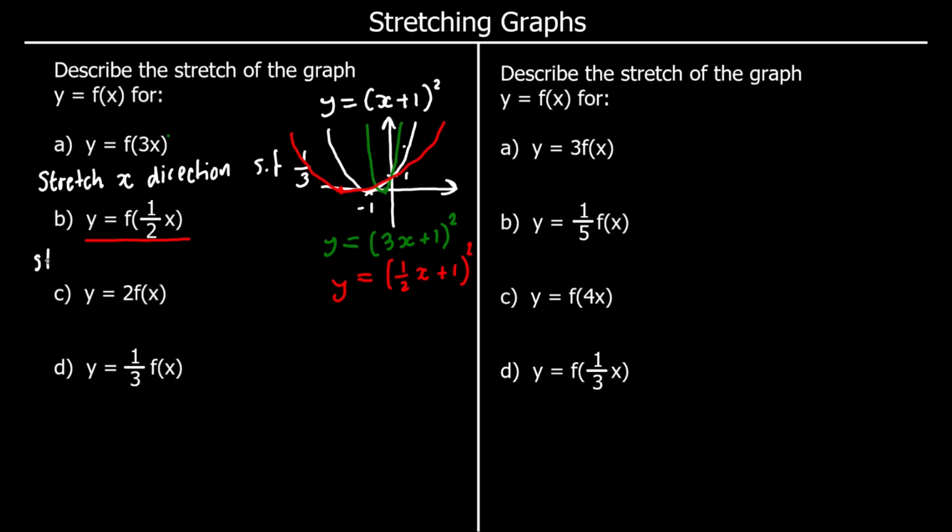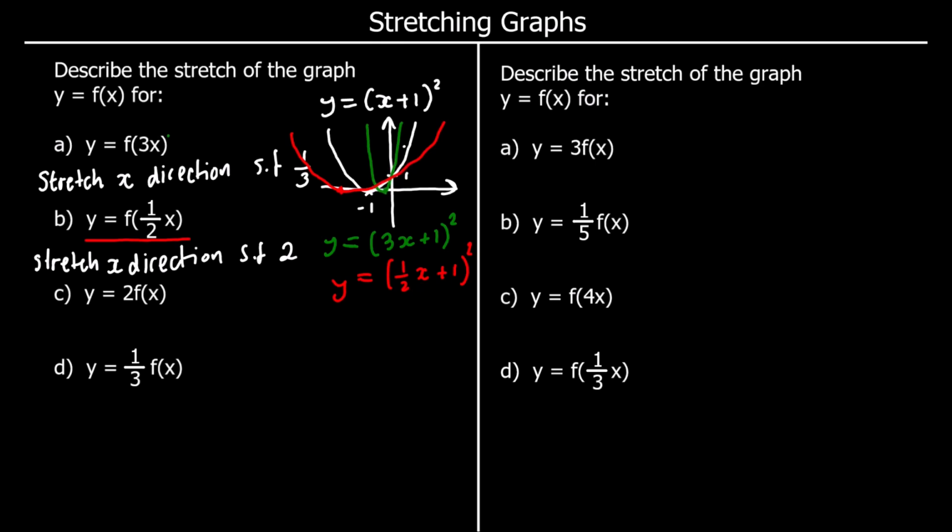So I'll write stretch in the x direction with a scale factor of 2. All of the x coordinates are doubled. When the change is outside the bracket, it changes the y. Change inside the bracket changes the x, outside the bracket changes the y, and it does what you'd expect it to when you change the y's.